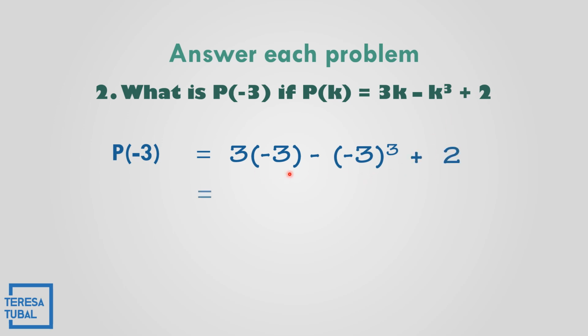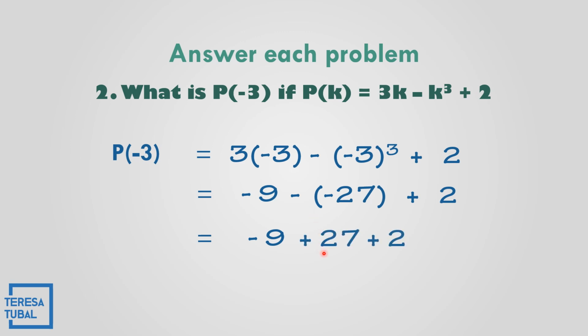3 times negative 3, that is negative 9. Bring down negative. Negative 3 cubed, it means negative 3 times negative 3 times negative 3. So, that is negative 27 plus 2. First, we need to identify the value of what could be the sign. Negative times negative, that is positive 27. So, negative 9 plus 27, copy positive 2.